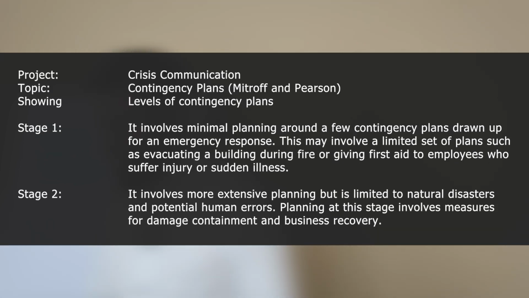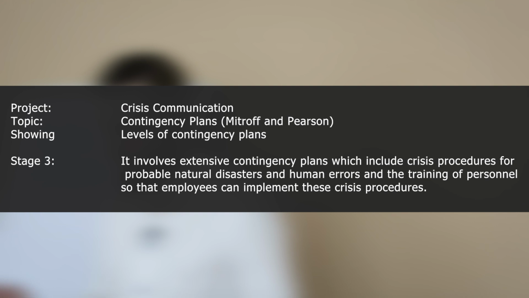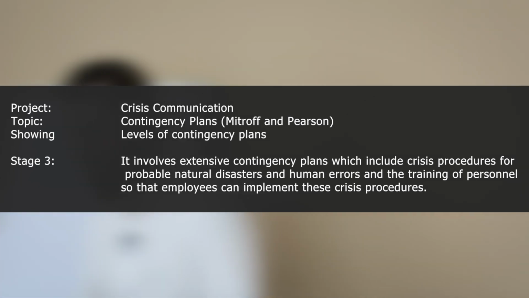Second stage involves more extensive planning but is limited to natural disasters and potential human errors. Planning at this stage involves measures for damage containment and business recovery. Stage 3 involves extensive contingency plans, which include crisis procedures for probable natural disasters and human errors, and the training of personnel so that employees can implement these crisis procedures.